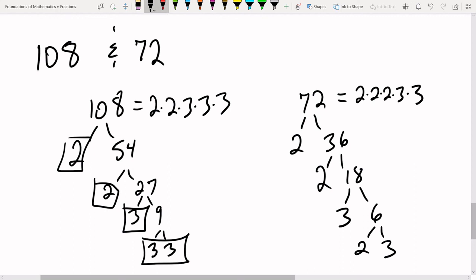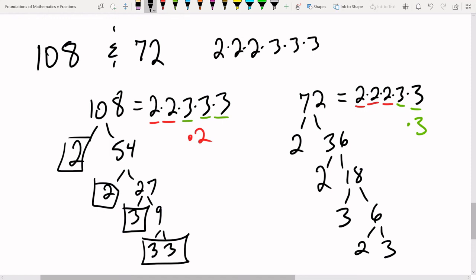And now we can see, what do we need? This one has one 2. This one has 1, 2, 3, so this one needs an extra 2. This one has three 3s. This one only has two 3s. So this one needs an extra 3. And that will get us the correct least common denominator, which is 2 times 2 times 2 times 3 times 3 times 3. Doing that gives us 216.